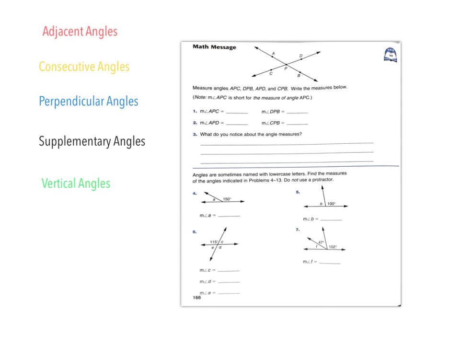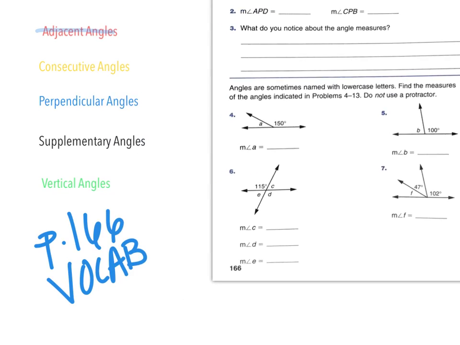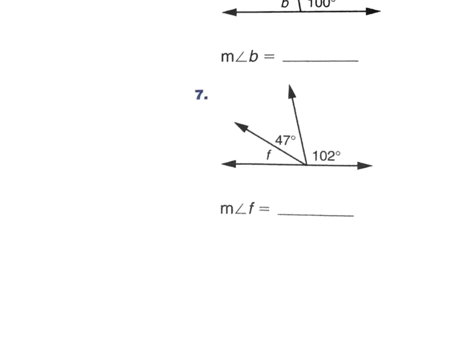All right, we're going to be hopping around a little bit, but right away you need to turn to math page 166, and you should have your vocab sheet out in front of you. Okay, so right now we're not actually going to look at the top at the math message because we are going to be talking about adjacent angles. So I'm going to be zooming in down here for us to take a look.